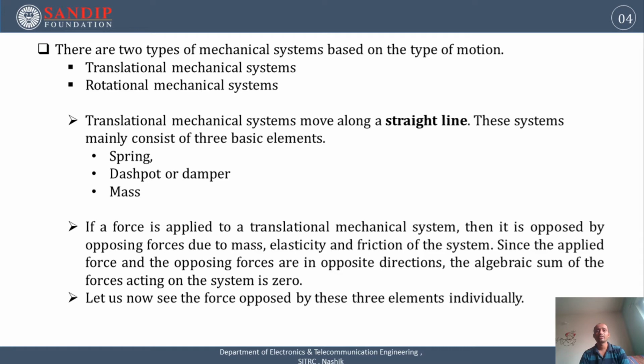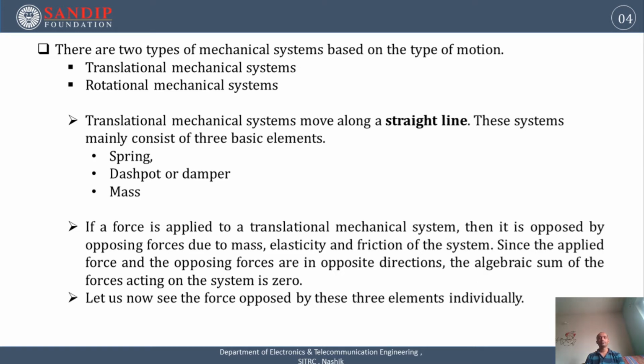Translational mechanical systems move along a straight line. Means in a translational mechanical system, the displacement is taking place in a straight line. Hence, these systems mainly consist of three basic elements. As we are talking about the translational mechanical system, it consists of linear motion which occurs in a straight line. Hence, in a translational mechanical system, we are using three basic components. First is the spring, second dashpot or damper, and third is the mass.